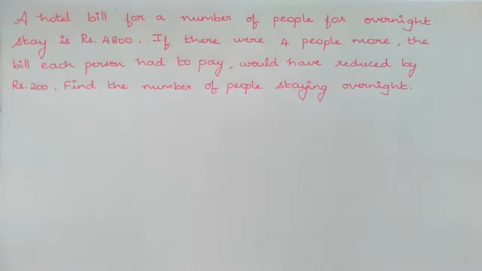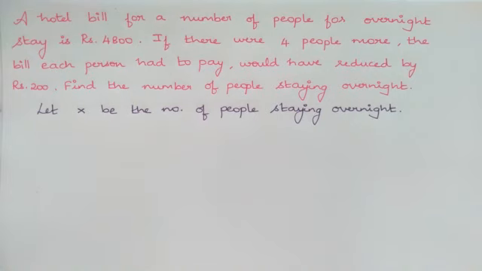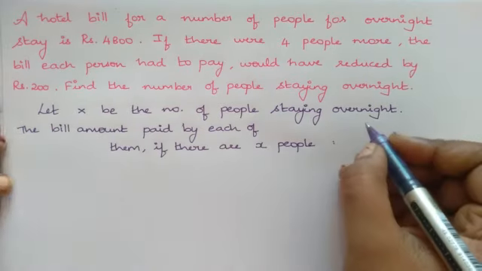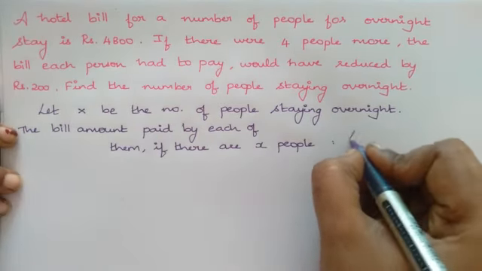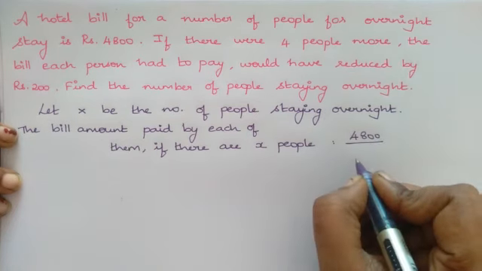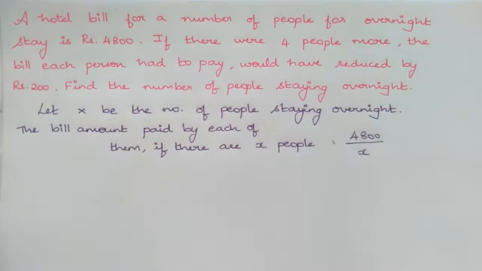That's it. Let's start. Let X be the number of people staying overnight. Now we are going to identify the bill amount if we are having X of them in the room. The bill amount paid by each of them, if there are X people, will be the total amount 4800 by the number of people. The number of people now is X.